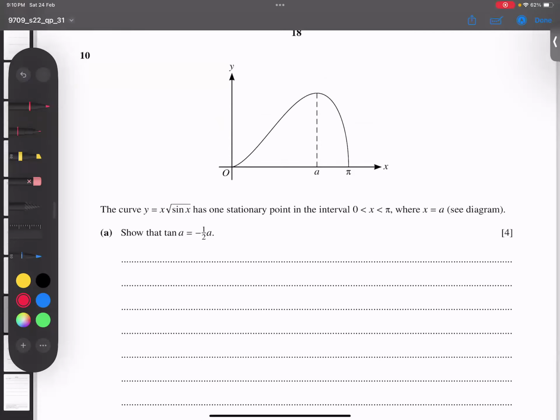Topic is numerical solution, so concentrate. He says that this equation of curve has one stationary point, and he mentioned that at x, what is the x coordinate? A here. So he mentions clearly, show this connection, show this link. Okay, so let's see how we can do it.